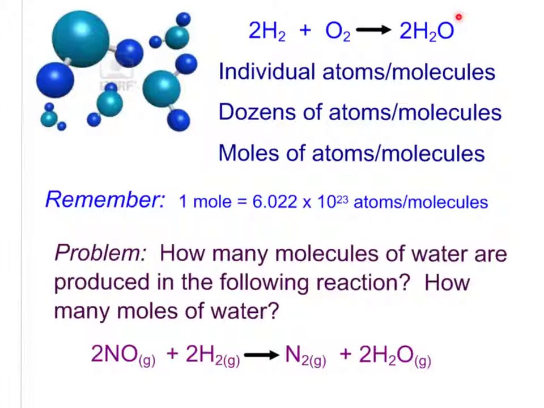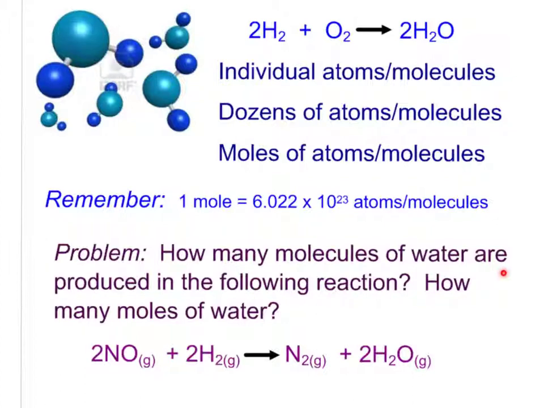It's correct. We could also do this by looking at the number of moles. Remember, a mole is simply 6.022 times 10 to the 23rd atoms or molecules. Just like 1 dozen is 12, 1 mole is this many pieces. So we could talk about it in terms of moles as well. We can say 2 moles of hydrogen molecules plus 1 mole of oxygen molecules gives us 2 moles of water molecules.